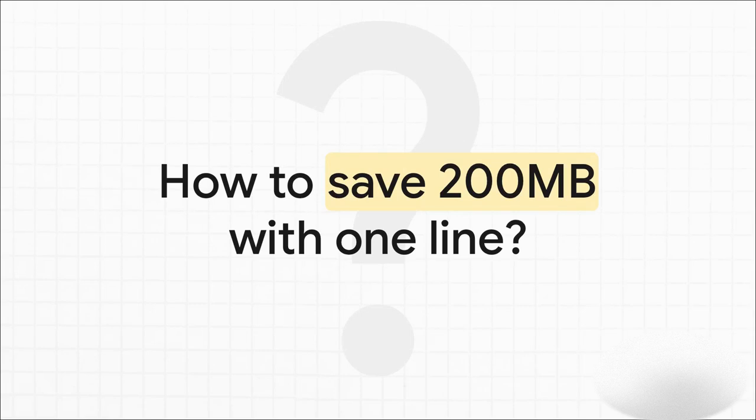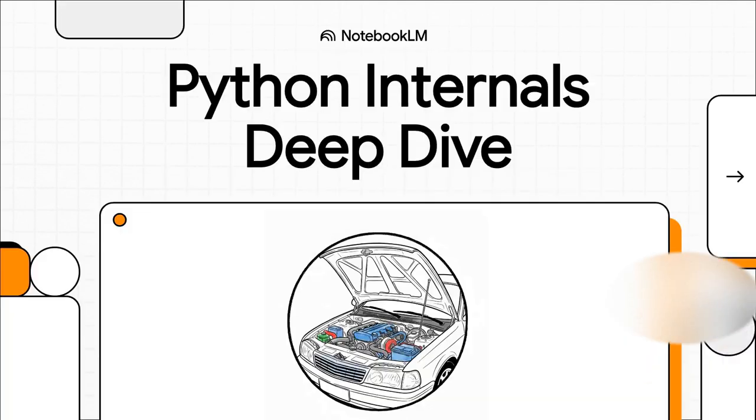Okay, so how do you save 200 megabytes of memory using literally one single line of code? I know, it sounds a bit like clickbait, right? But if you're out there building data-heavy applications with millions of objects, knowing the answer to this exact question could genuinely be the difference between a production system that scales elegantly and one that just crashes and burns from memory exhaustion. Welcome to this explainer on Python's advanced internals.